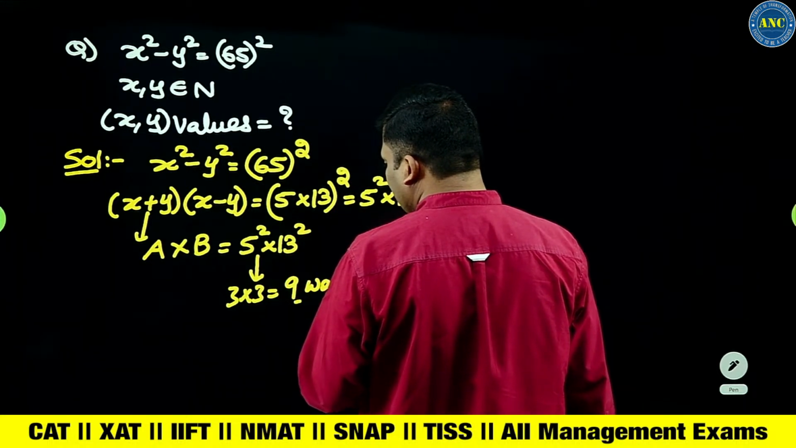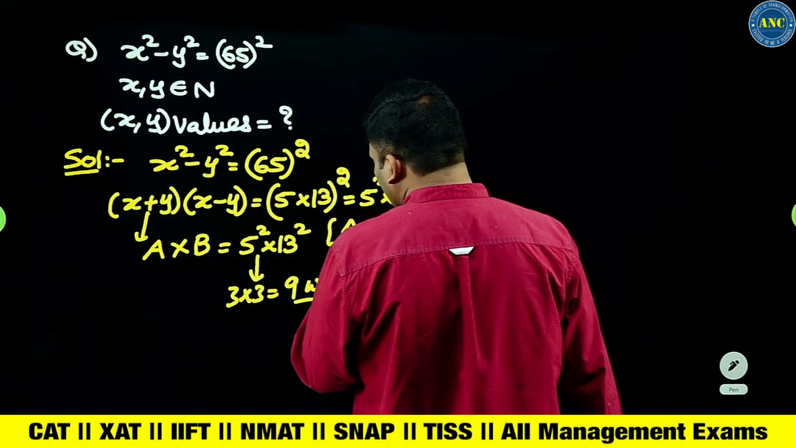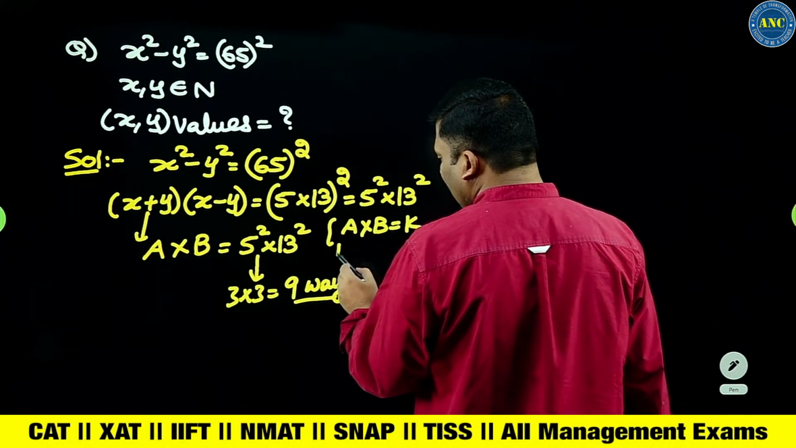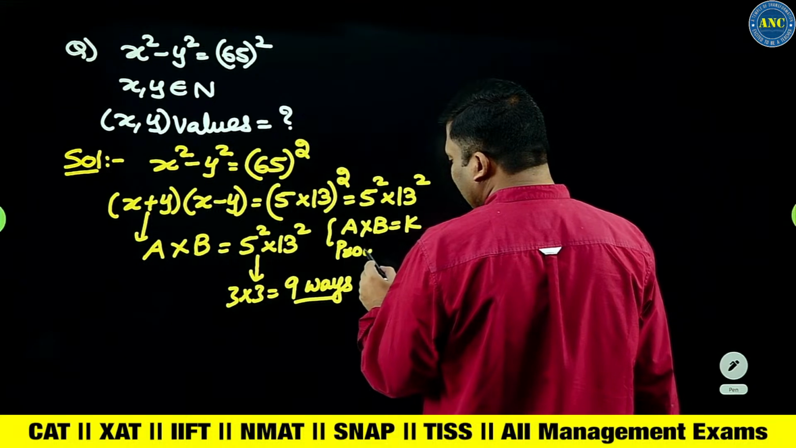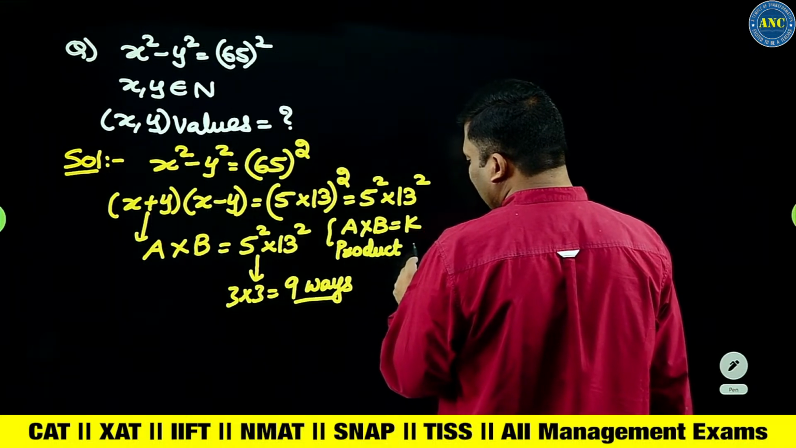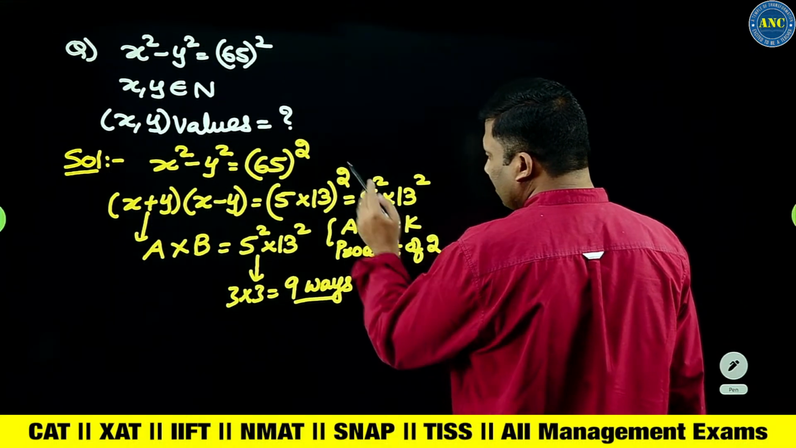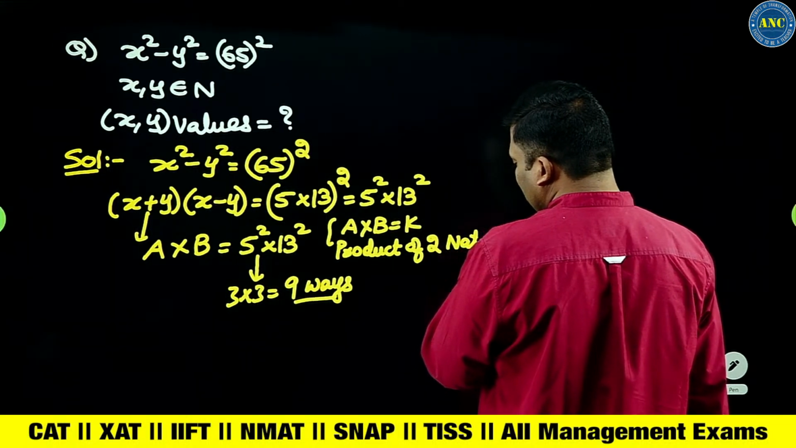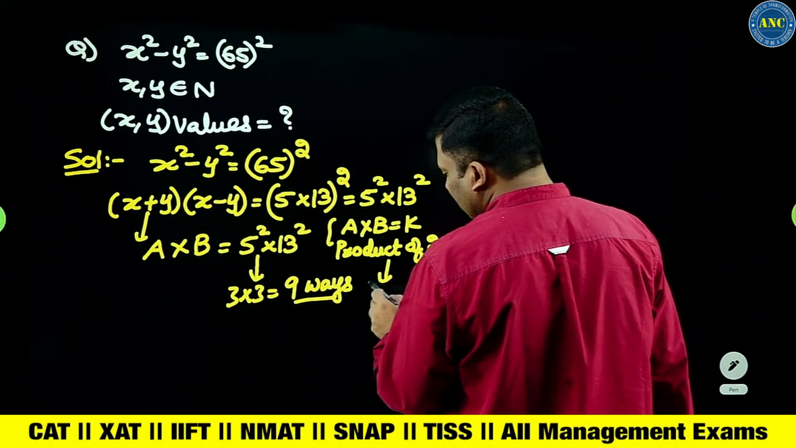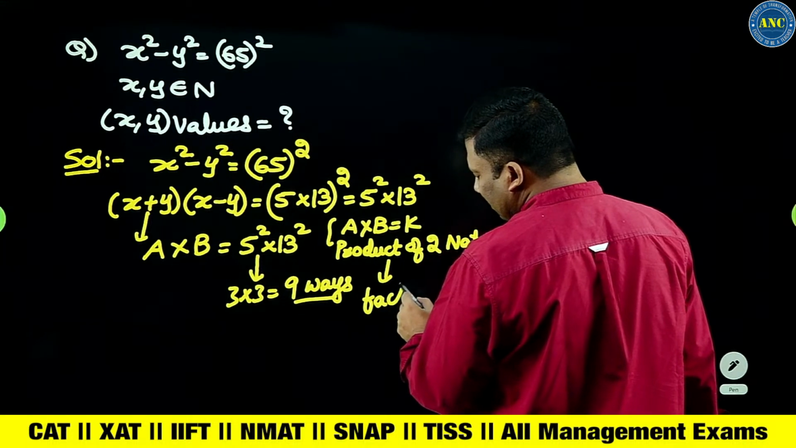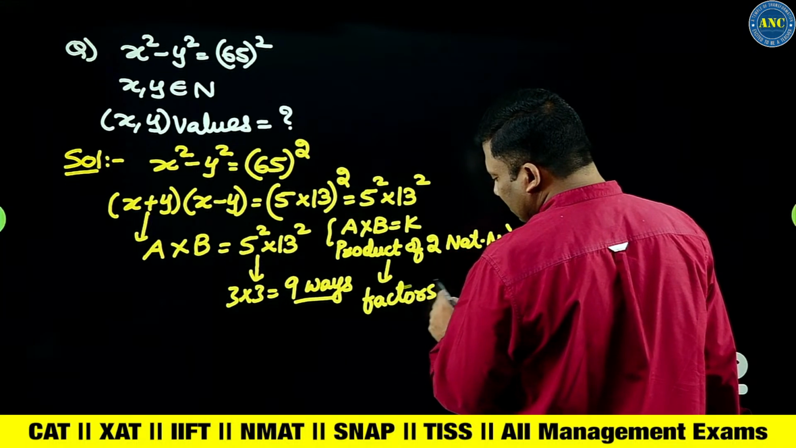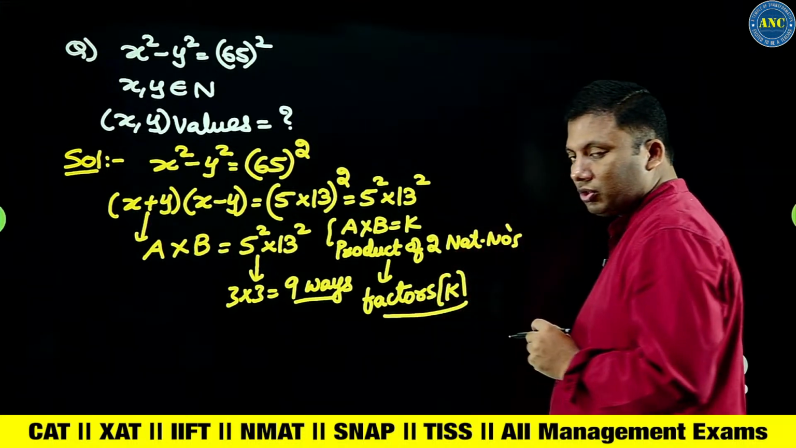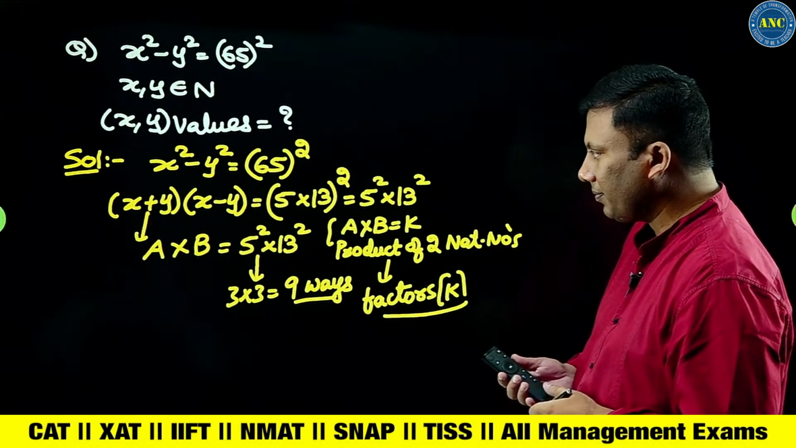What is the concept I did here? A into B is equivalent to K. In how many ways can I write this number as a product of two natural numbers? X, Y are natural numbers. What will be the answer? Factors of the right hand side. In the previous class we discussed this for 1.5 hours based on this concept. Kindly go through it in sequential order.